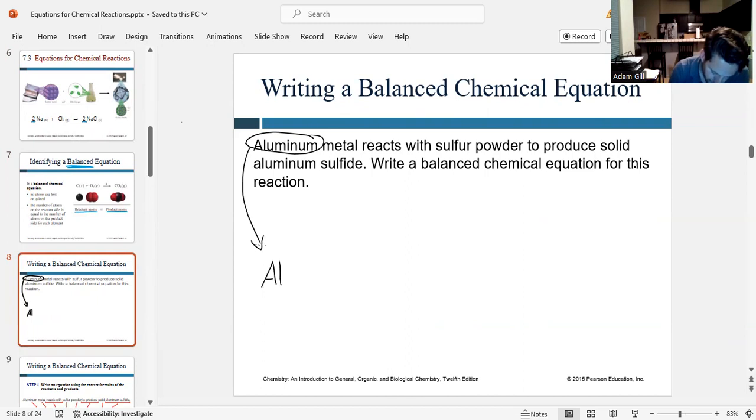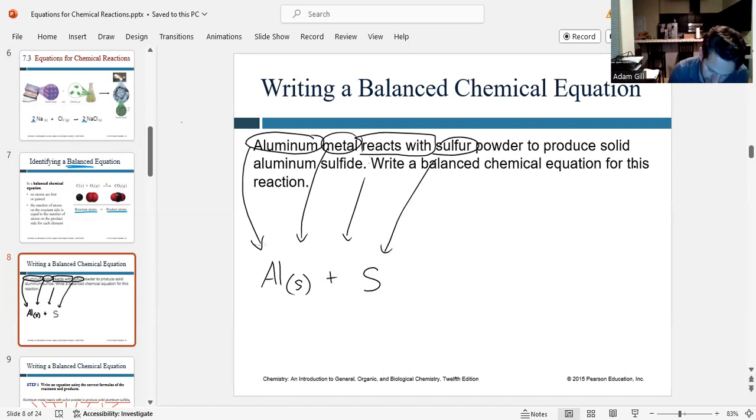Al, and metal. Metals, are they usually solids, liquids, or gases? Usually metal is a solid, especially if they specify that. So aluminum metal, so Al(s), reacts with, is going to be plus, sulfur. Sulfur is just S, and powder. Is that a solid, liquid, or gas? It's going to be a solid.